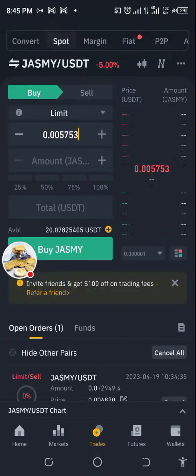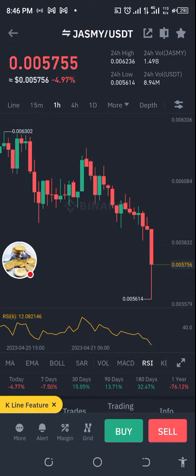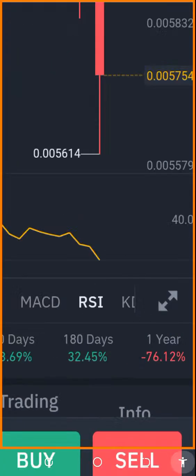So you can see here, let's look at Jasmine. Let's look at what's happened to Jasmine. Jasmine right now is dumping, right? Look at it. It's dumping massively, okay? Because look at it now. And at this point, let's see what this level is.